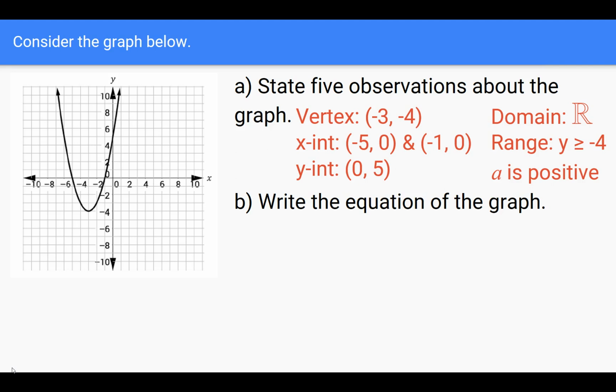Alright, I also need a point. I have -5, 0, -1, 0, and 0, 5. Which point do you want to use? -5, 0? Is that okay with y'all? Okay. It does not matter which point you choose. We'll get the same a value in the end, regardless of what point we plugged in. So if we're going to use the point -5, 0, then -5 is my x and 0 is my y.